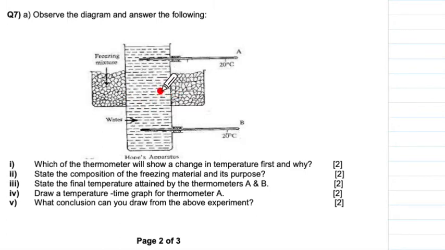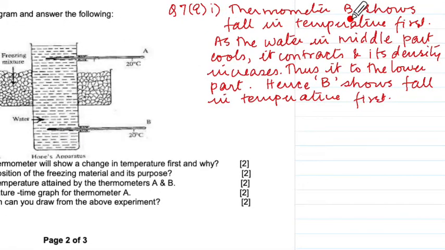When it becomes cool, it will become denser and it will settle down here. Whereas the upper part is still warmer compared to this temperature. So because it has less density, it will stay on top itself. But this water, becoming denser, comes down here. So for 7a, thermometer B shows the fall in temperature first.